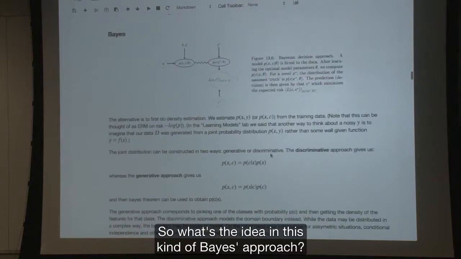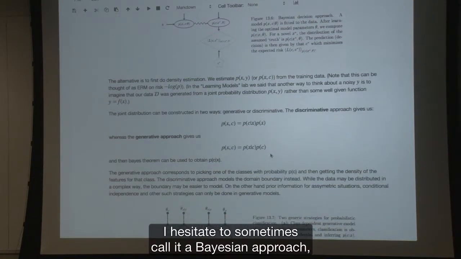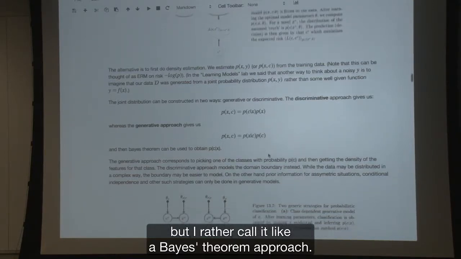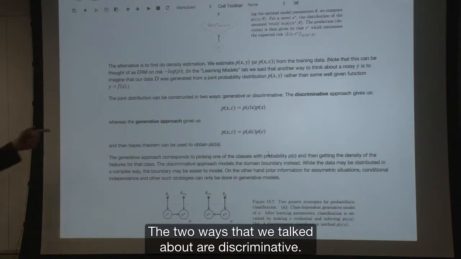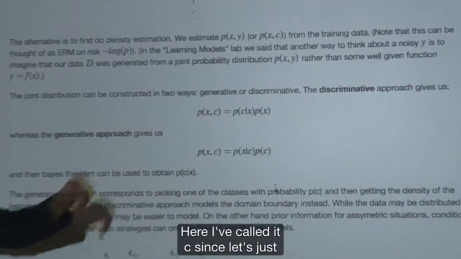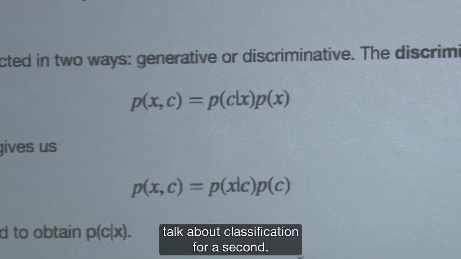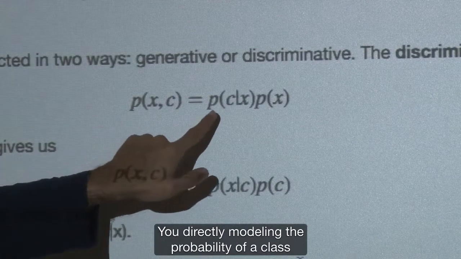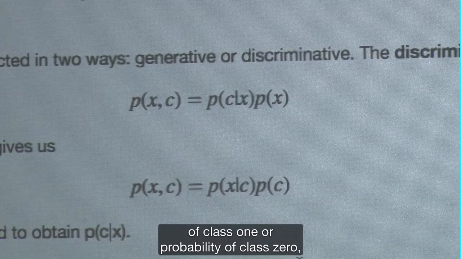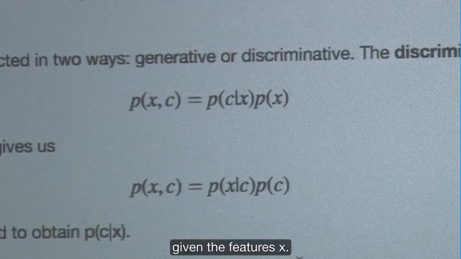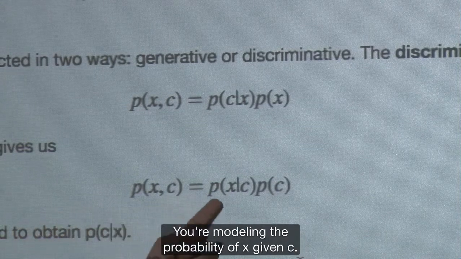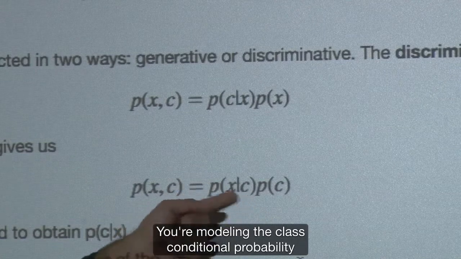So what's the idea in this kind of Bayes approach? I hesitate to sometimes call it a Bayesian approach, but I'd rather call it a Bayes theorem-ish approach. The two ways that we talked about are discriminative and generative. In discriminative, you're basically taking the joint distribution of x and y. Here I've called it C, since let's just talk about classification for a second. You're directly modeling the probability of a class C given x. So you're directly modeling the probability of class 1 or class 0 given the features x. In the generative approach, you're actually modeling the other thing. You're modeling the probability of x given C. You're modeling the class conditional probability over here.